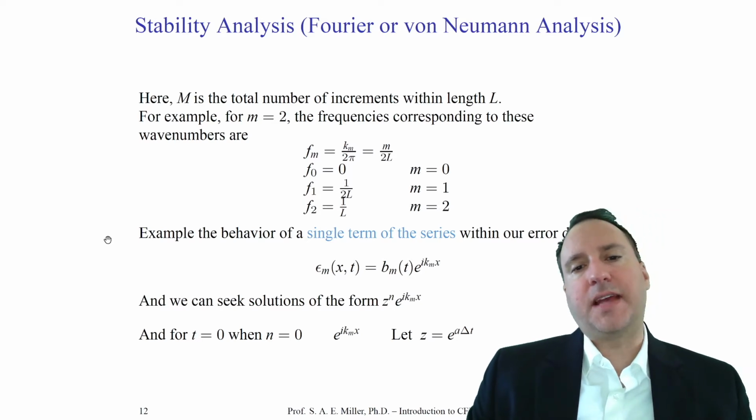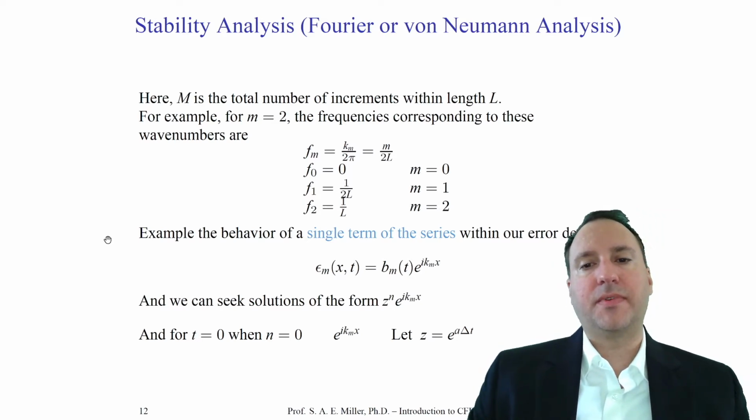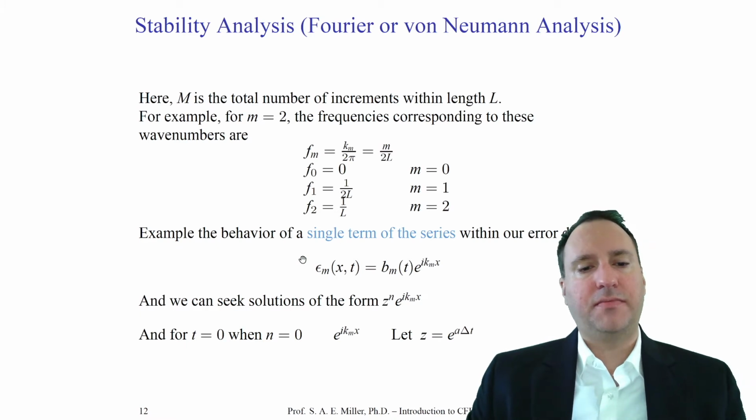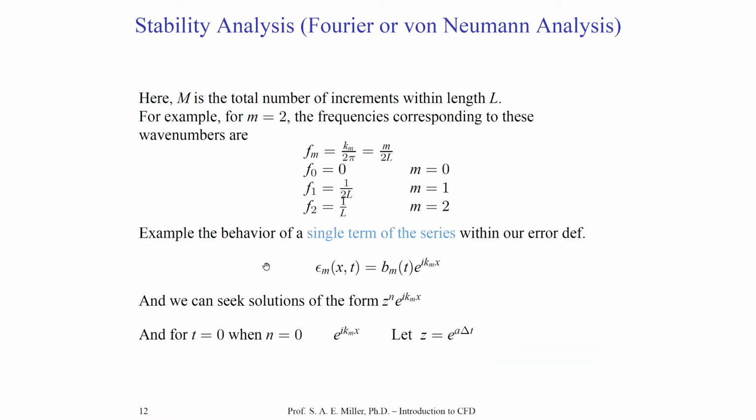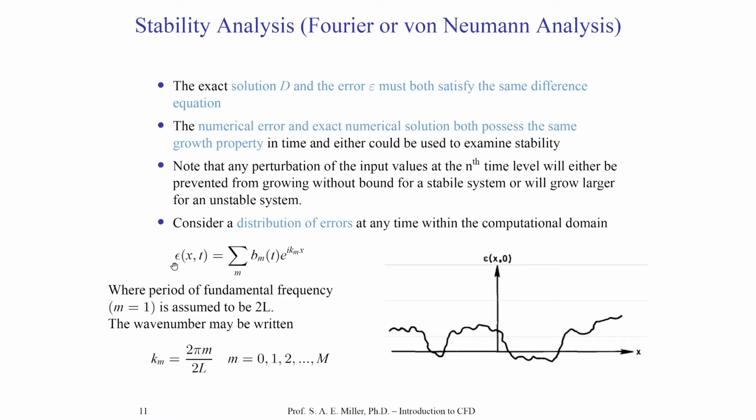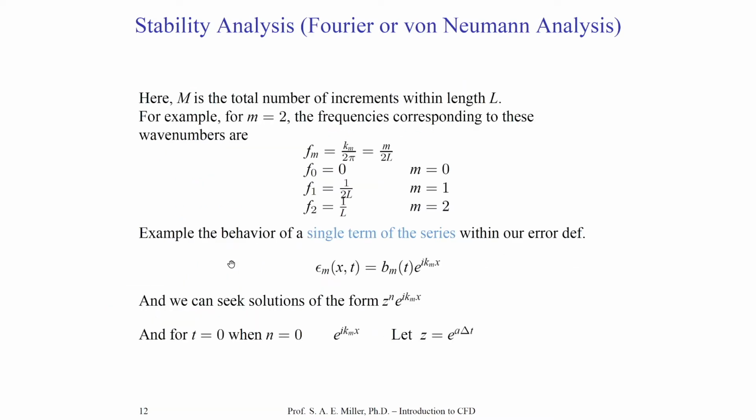Now, we might also examine a single term of the series within our particular error definition. And this is what we've shown in the middle of the page. We might write that the mode m has a particular error epsilon. For example, if we set m equals 2, there's an associated mode epsilon_m, which you can see from this equation here by setting m to a particular value and not removing the sum. It would, of course, be equal to the right-hand side of b_m e to the i k_m x.